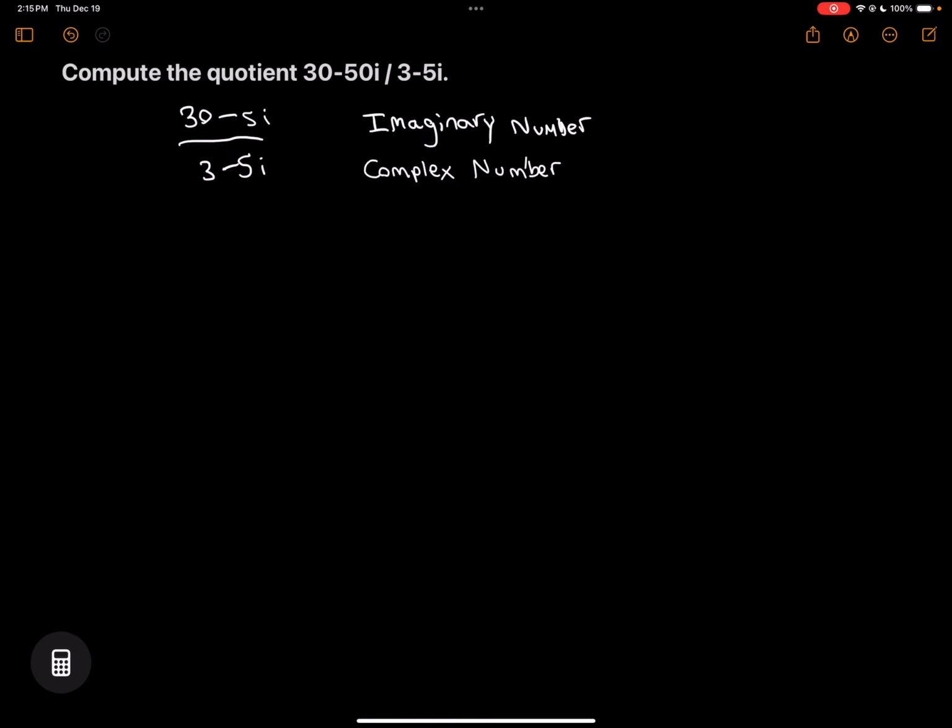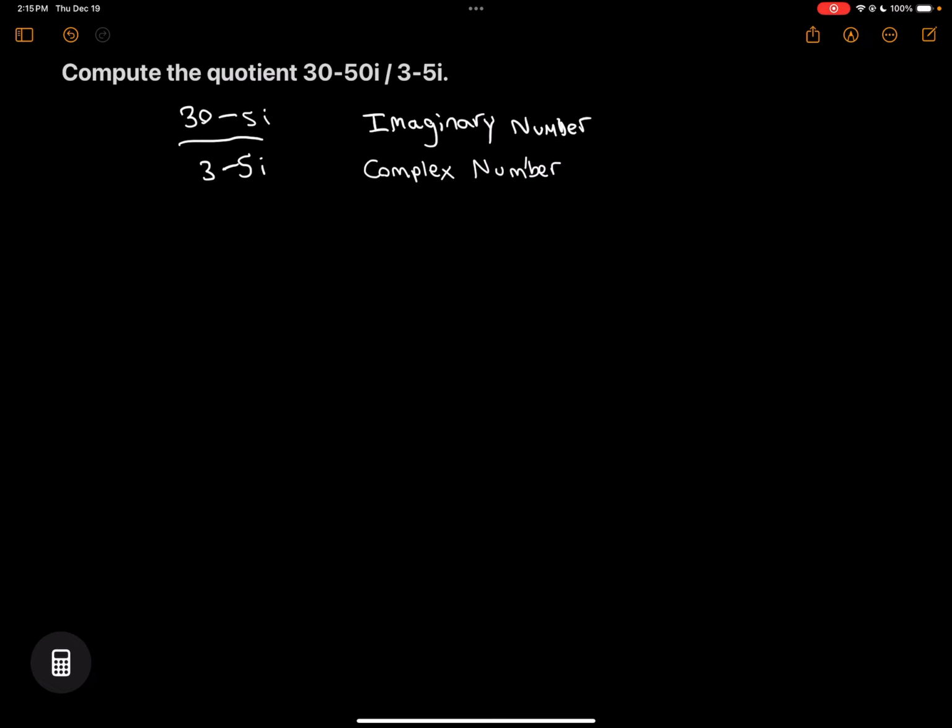In this video, we're going to be discussing this question on imaginary numbers and complex numbers in Algebra 1. The problem statement says, compute the quotient (30 minus 50i) over (3 minus 5i). So this question requires some basic knowledge about imaginary and complex numbers.